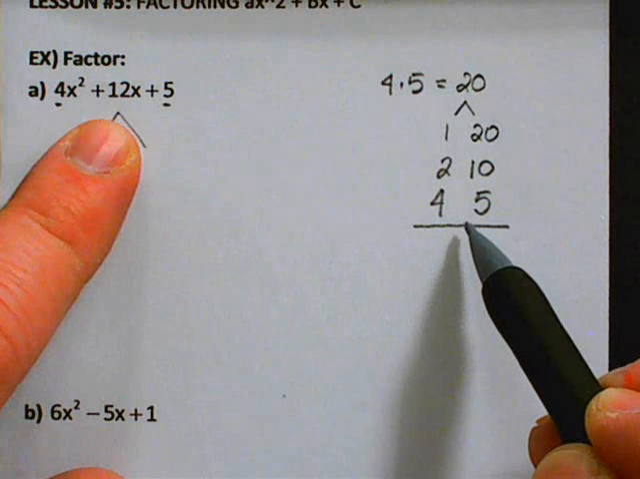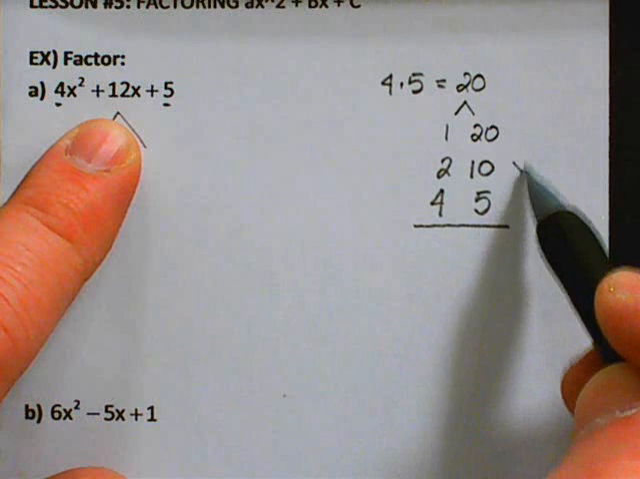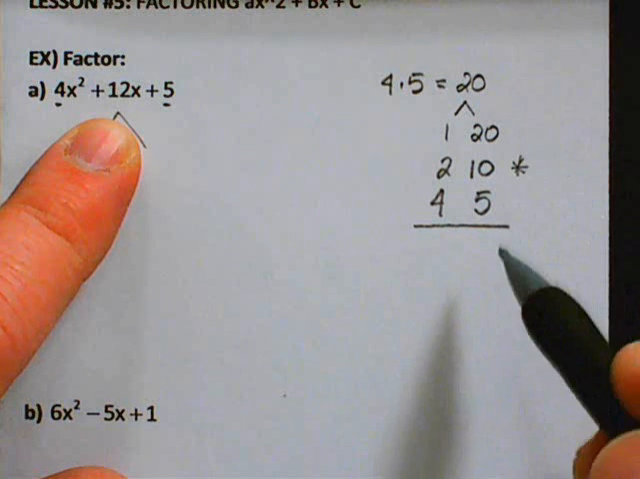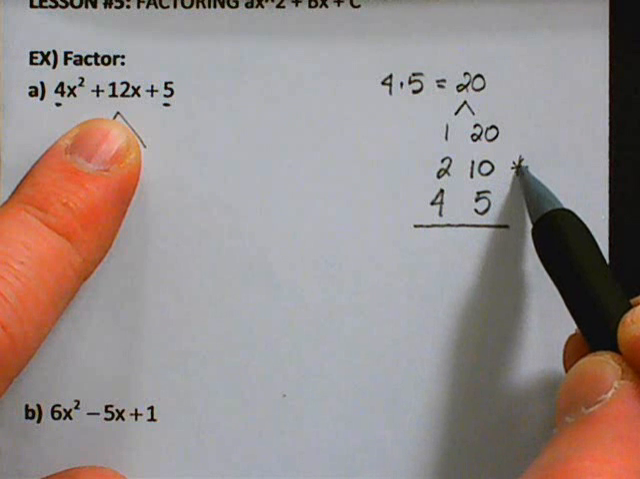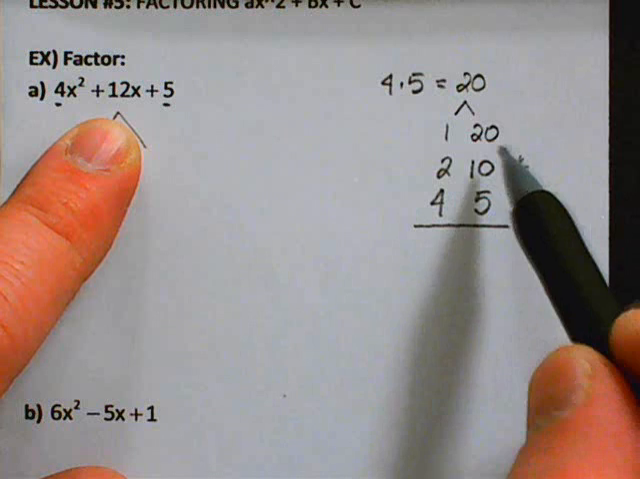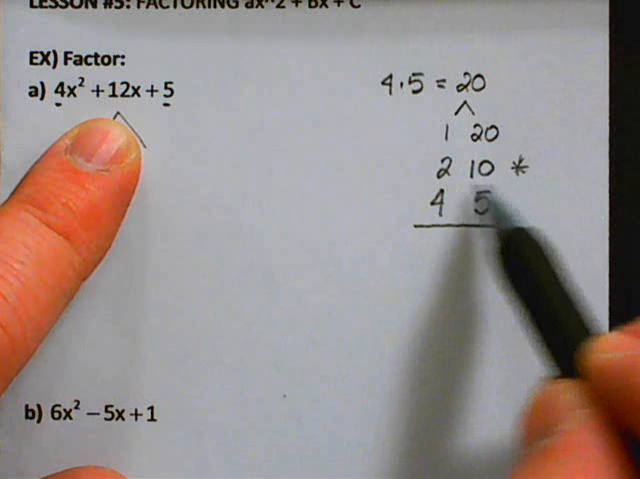Does not give me this 12 that I'm looking for. How about 10 and 2? 10 and 2 will give me a 12. So I'll put a star by it to remind me that that works. How about 20 and 1? Does that give me 12? No. So the only pair that gives me 12 is 2 and 10.